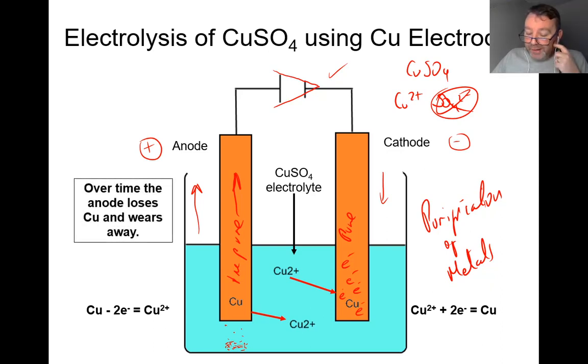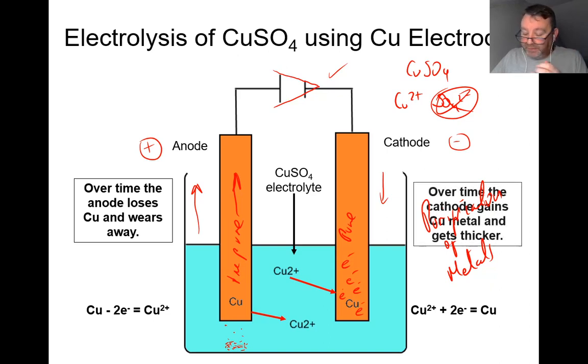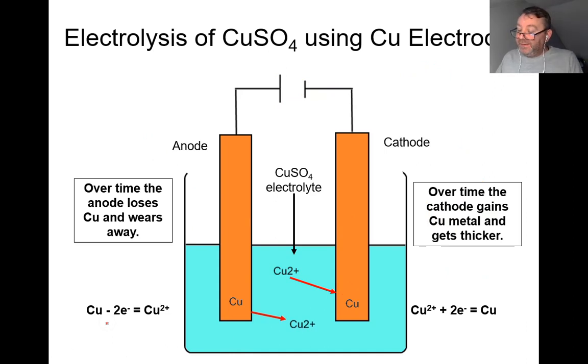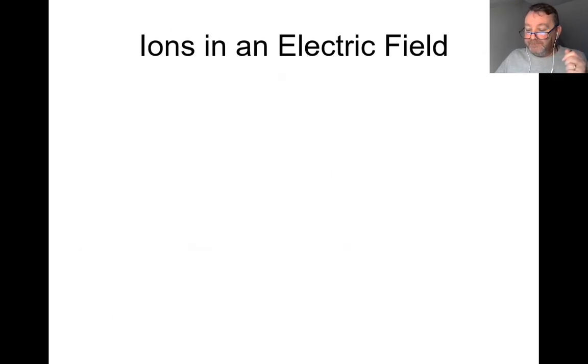Okay, so over time, the anode loses copper and wears away, whereas on the other side there, just let me get rid of my annotations. On the other side, the cathode will gain copper metal and it gets thicker. All right, so just keep in mind, it's a lovely way of purifying an impure bar of copper into pure elemental copper. Now, ions in an electric field.